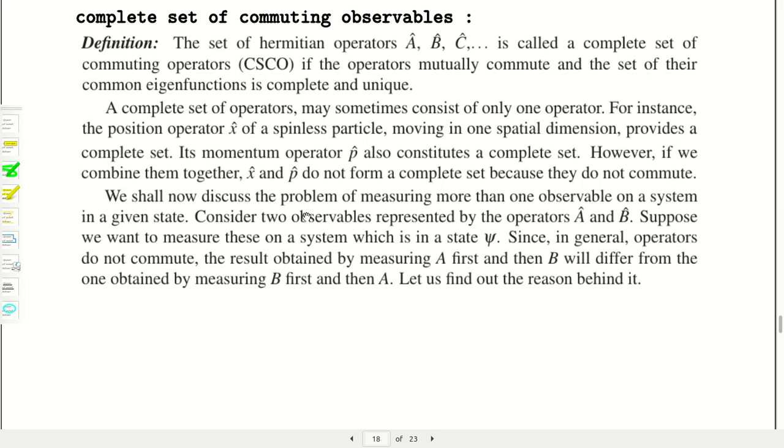And for this, let us discuss the problem of measuring more than one observable on a system in a given state. So let us take such operators A and B, and suppose we want to measure these dynamical variables A and B on a system which is in the state psi. Since the operators do not commute, the result obtained by measuring A first and then B will differ from measuring B first and then A.